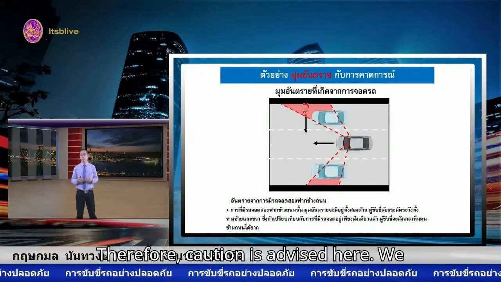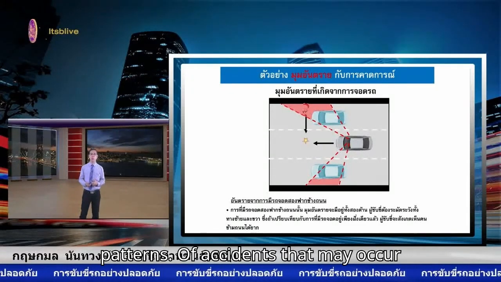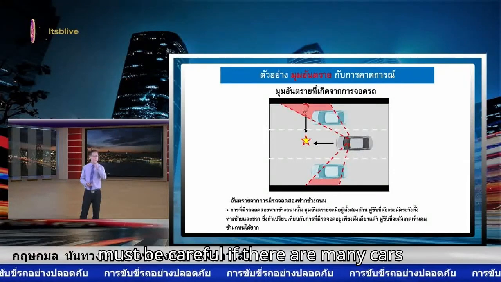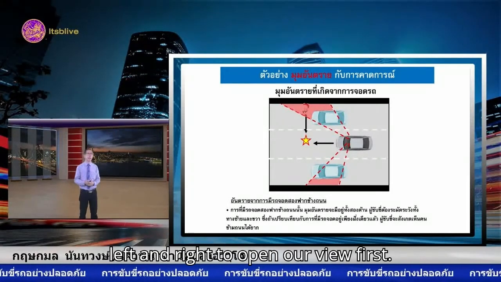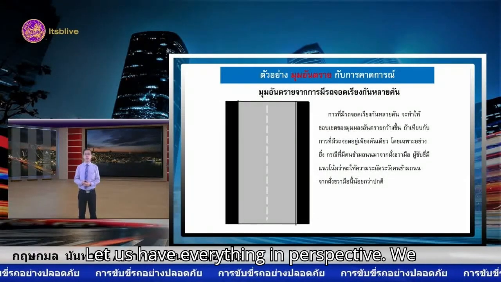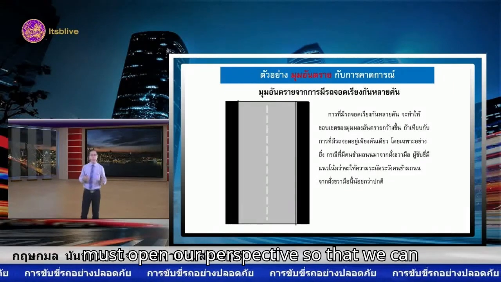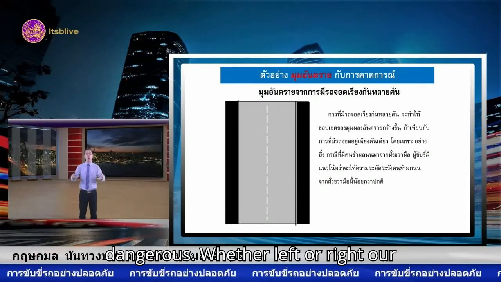Therefore, caution is advised here. We should look and understand the various patterns of accidents that may occur. We must be careful if there are many cars parked in a row. We need the cars on the left and right to open our view first. Let us have everything in perspective. We must open our perspective so that we can see. Because if we don't see the point of view, it's very dangerous.